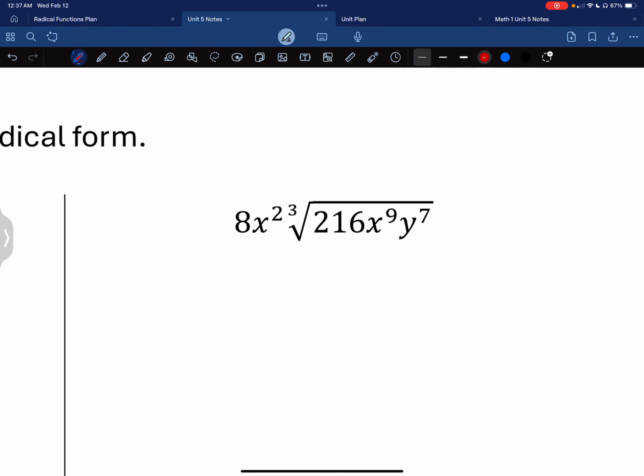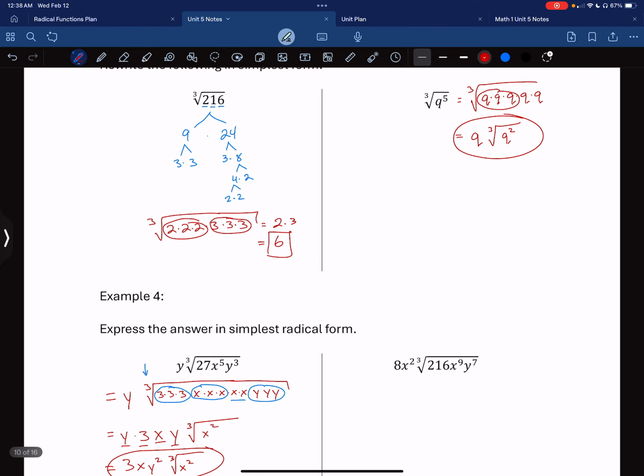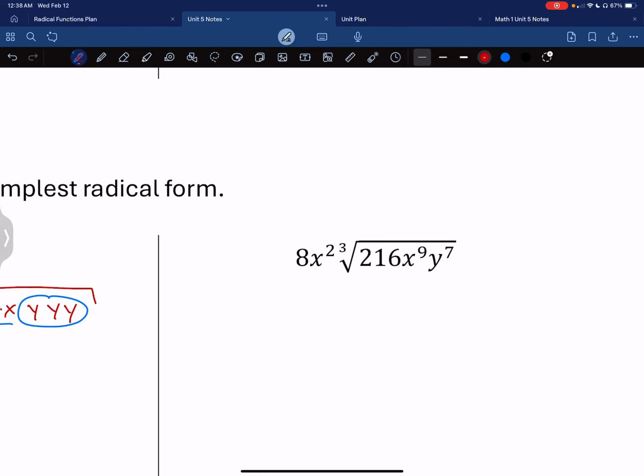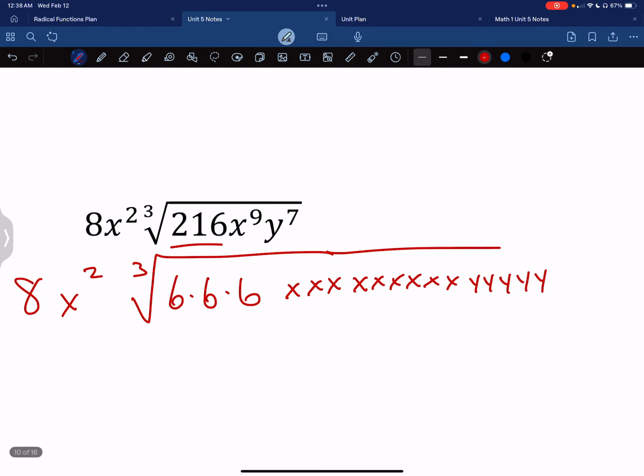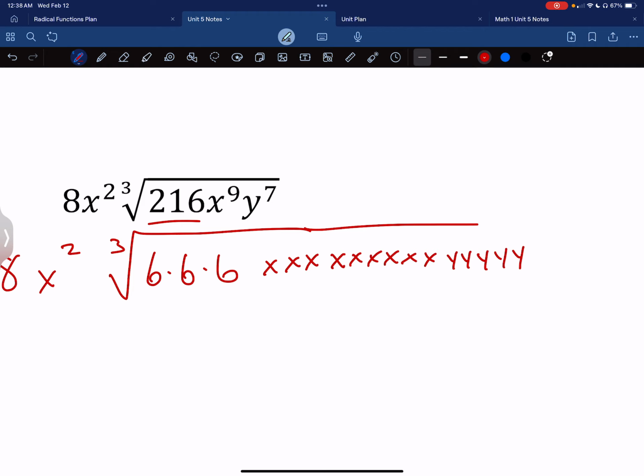Okay, over here, I'm going to cheat a little bit. We're asking for the cube root of 216, and I know this part right here is going to turn into 6. So I can rewrite this as 8x squared times the cube root of 6 times 6 times 6. I'm just going to write it out to make it a little easier. We have 1, 2, 3, 4, 5, 6, 7, 8, 9 x's and 1, 2, 3, 4, 5, 6, 7 y's.